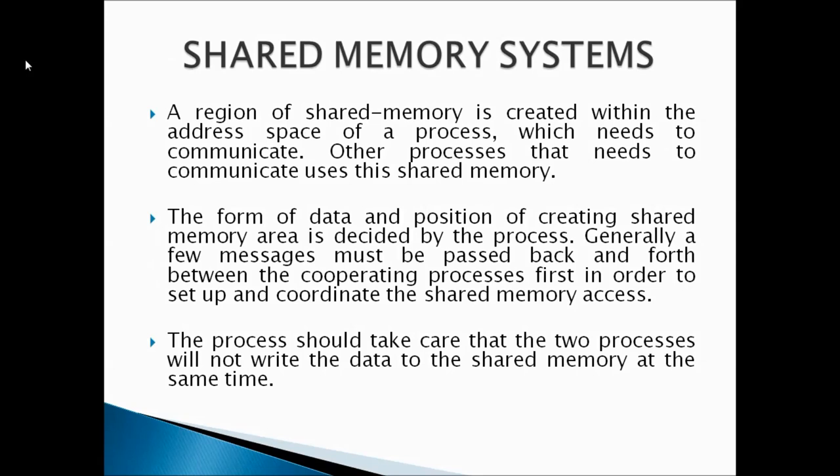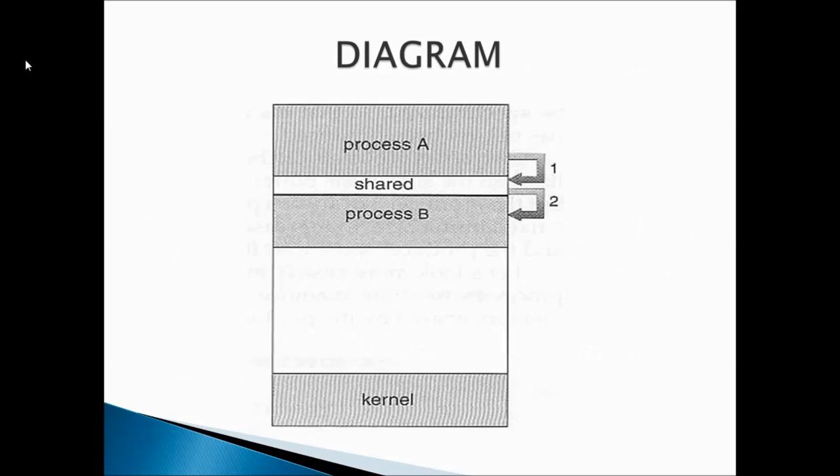Now, what is a shared memory system? See here, you can see the diagram first. You can see two processes here, process A and process B, and both processes are using the common memory, the shared memory. Process A can use the same memory, and process B can also use the same memory. Understood, guys? So here two processes are sharing the same memory.